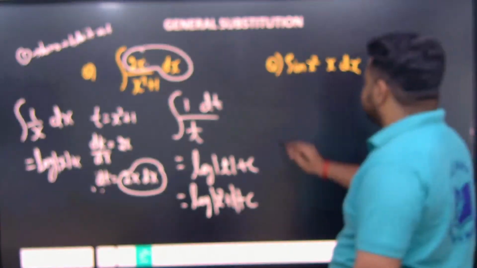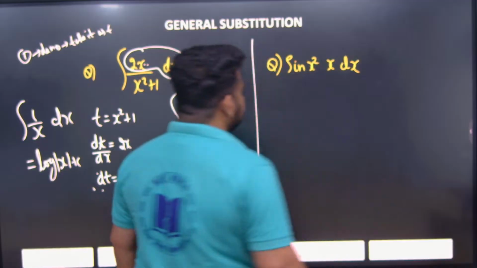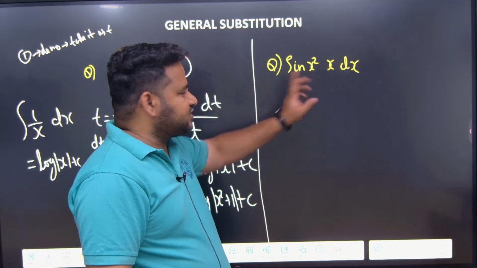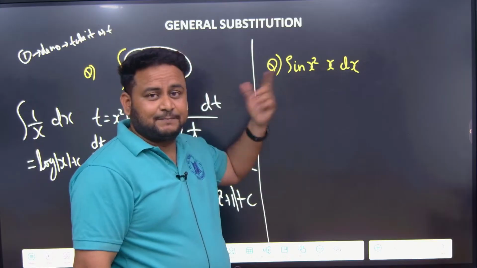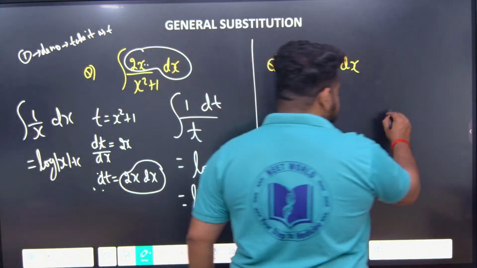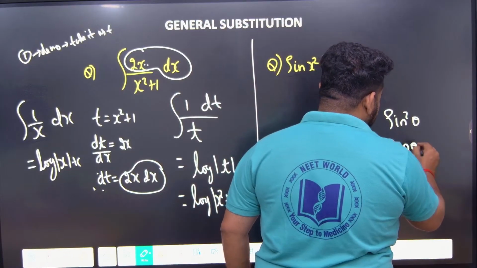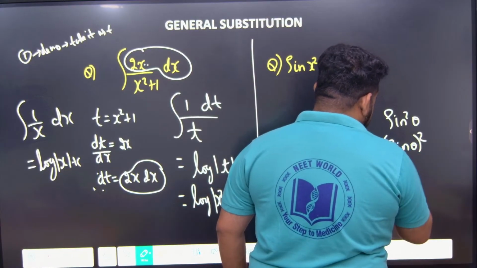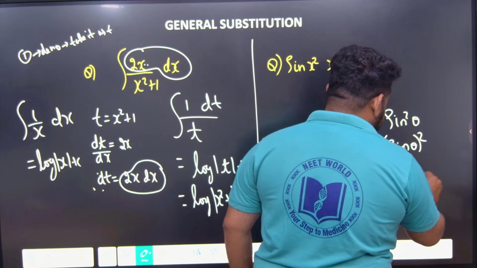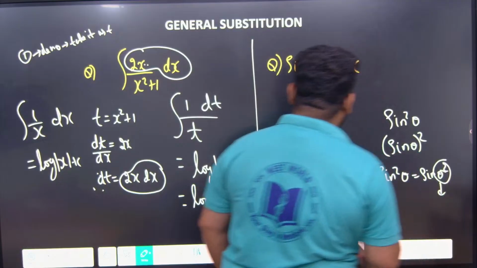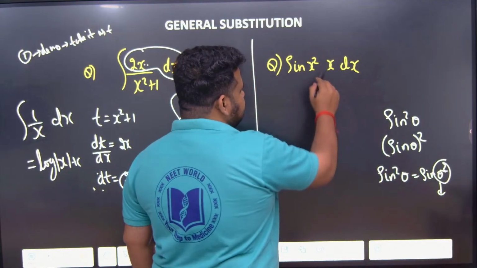Now look at this question. All of you please look at this question. They have given sin x square into x dx. They have not given sin square x, that is completely different. Sin square theta can be written as sin theta whole square, and sin square theta is not the same as sin theta square. Here the square is only for x. Here x dx is there.